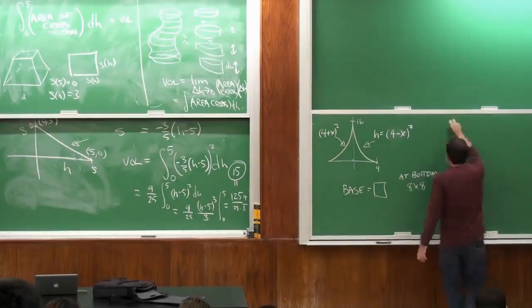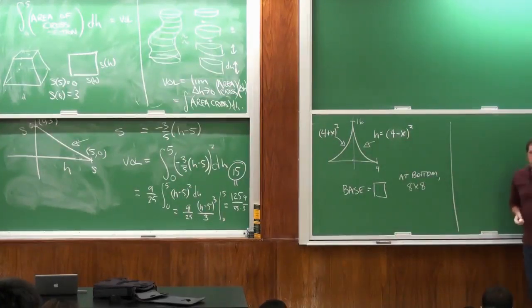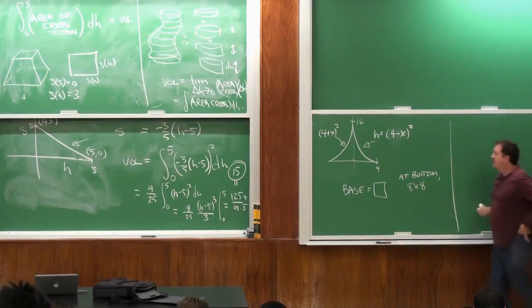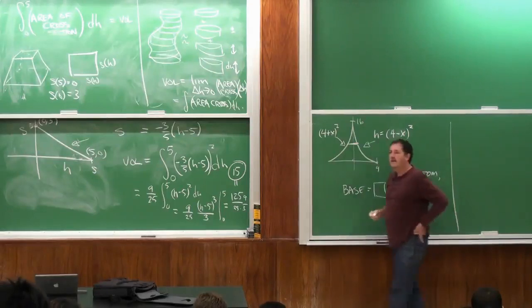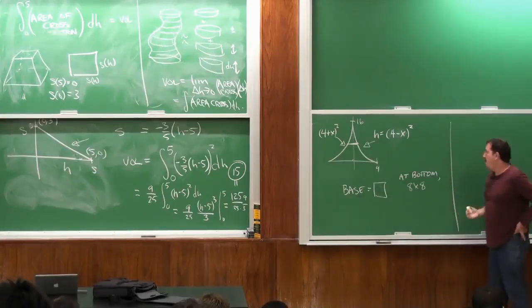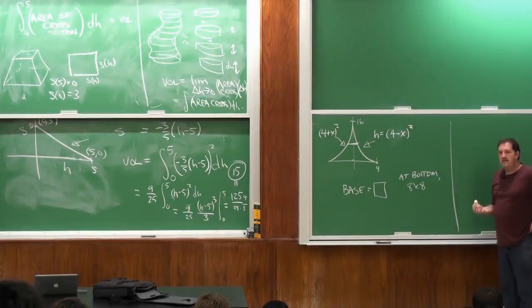So, what I need to figure out is side length at a given height. If I tell you h, what is the side length at a given height?